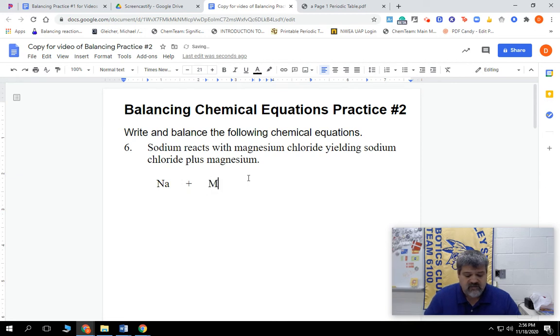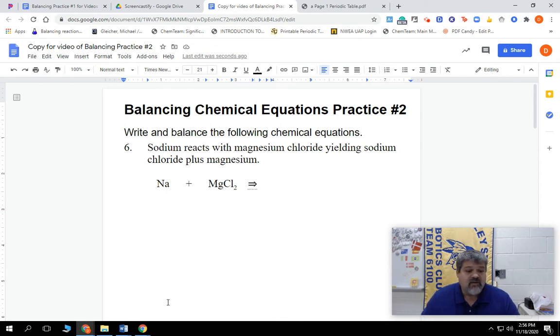So we're going to put Mg1, but we don't put the subscript down. And then we'll put Cl for chlorine with a subscript of 2. Now that's going to yield. Our yield is our arrow. So we're going to put our arrow in there, and that's going to yield sodium chloride.